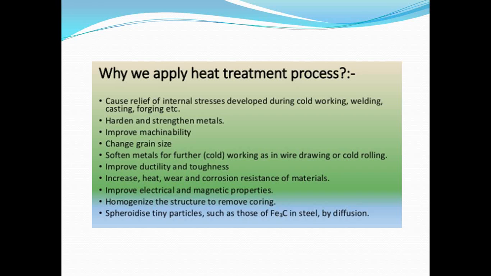Also the material can become much softer. Metals become softer for cold working processes such as wire drawing or cold rolling, so it will help. It also improves the ductility and toughness of the material, and we do this process for increasing heat, wear or corrosion resistance. Heat treatment also improves the electrical and magnetic properties of the material, and it homogenizes the structure to remove coring. It will spheroidize tiny particles such as iron carbide in a steel by diffusion.